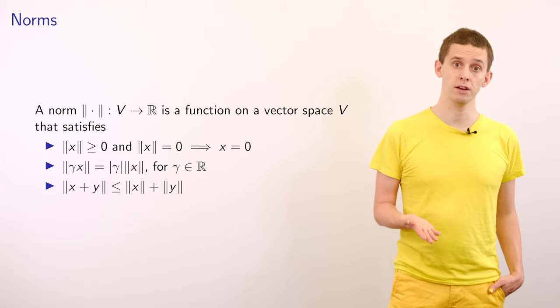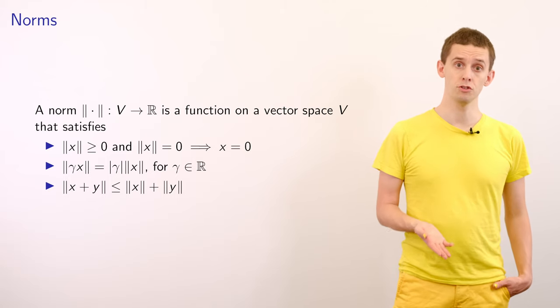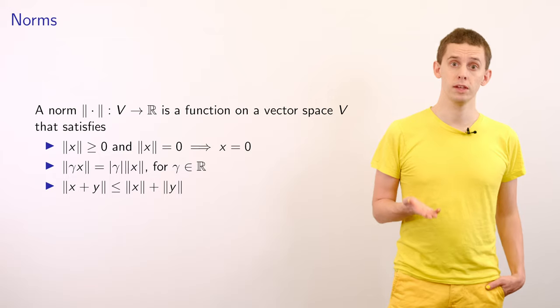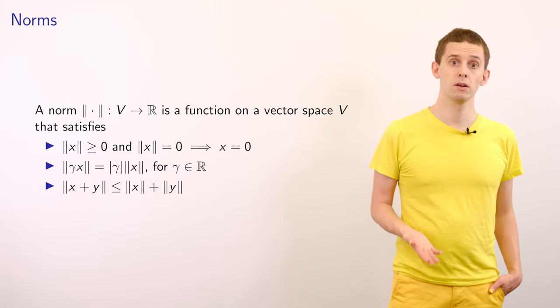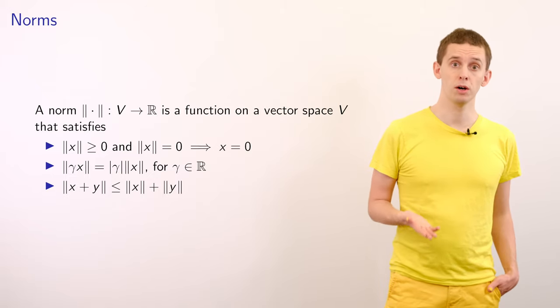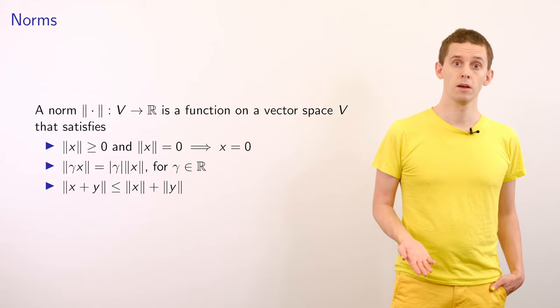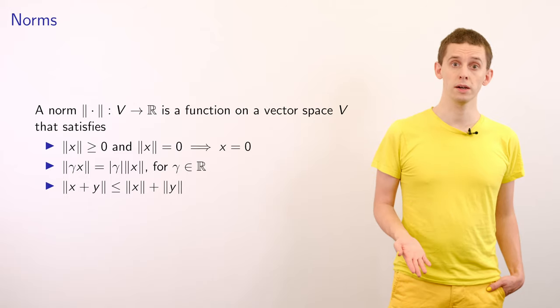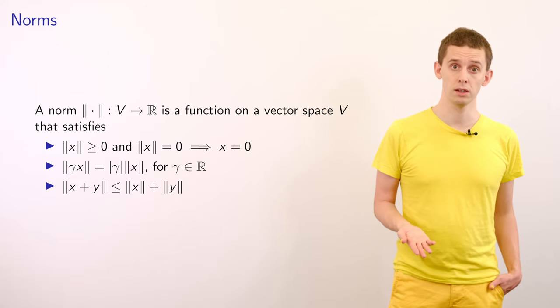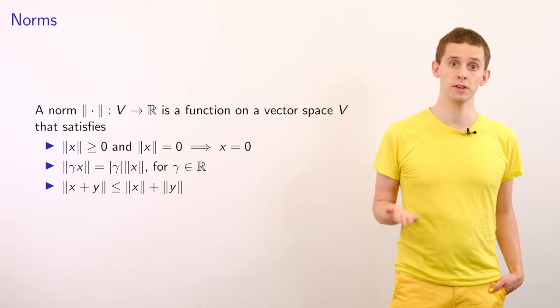Firstly, for any element x in our vector space, the norm of x has to be greater than or equal to 0, and equality is achieved if and only if x is the 0 element of our vector space. In addition, for any real number gamma, the norm of gamma times x is equal to the magnitude of gamma times the norm of x. And for any two elements, x and y, in our vector space, the norm of x plus y is less than or equal to the norm of x plus the norm of y. We refer to this as the triangle inequality because it follows by thinking of x, y, and x plus y as vectors along the edges of a triangle.